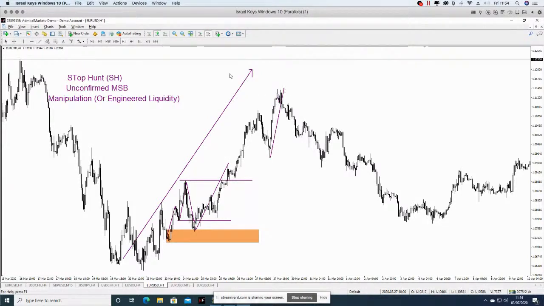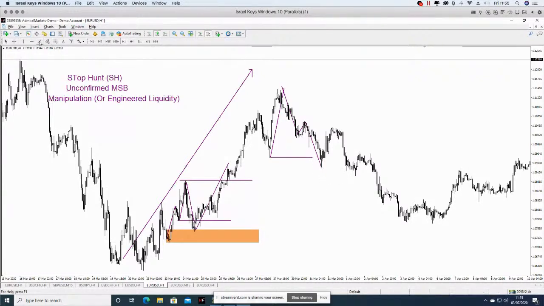That was the last expansion up. And then this is down here. We would expect this to carry on going up, but it doesn't. It fails here, and then it breaks beneath that level there. You see that? That's a market structure break, right?